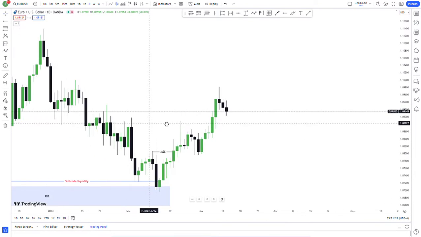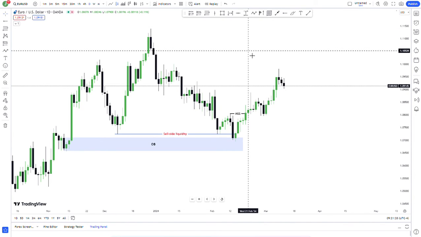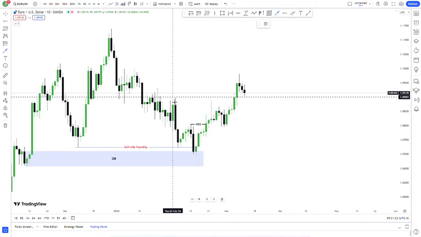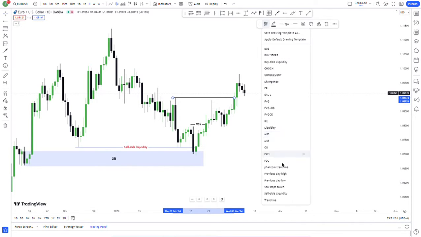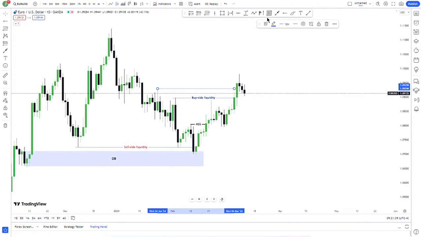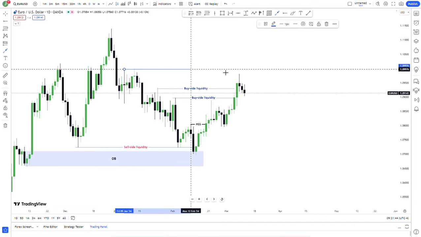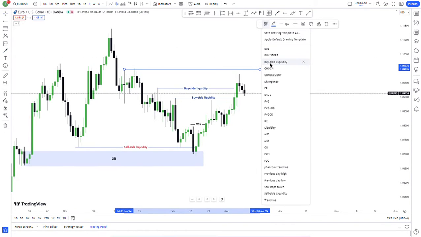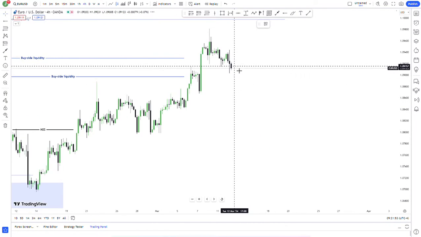So from here we had to determine where the market is likely to trade to, which was our liquidity pools. Now we had this high over here, which we determined was our first liquidity pool, buy side liquidity. Then we had this high over here, our second liquidity pool, and we had these relatively equal highs over here. Now from here we can go to the 4-hour time frame.